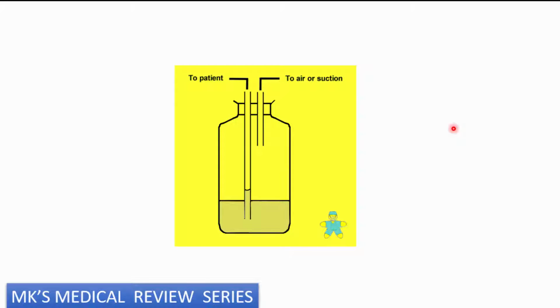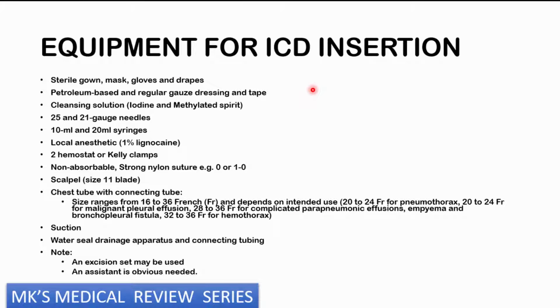So here is an example of a simple ICD mechanism. So you have this tube that's coming from the patient. It's going to be underwater here. You have this, which is known as the meniscus. And then, of course, you have this tube, which is connected to air or can be connected to suction. Then equipment that you actually need for an ICD include the following things.